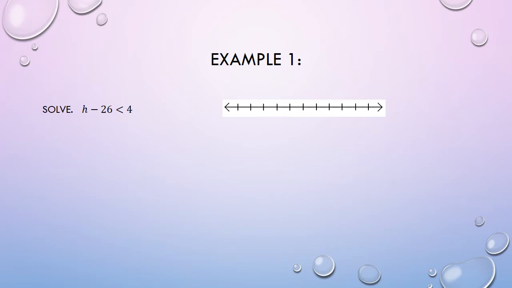Here is our example 1. And we're trying to get the h all by itself. So our steps are going to be the same steps whenever we're solving equations. We want to get that h all by itself. We have to get rid of that minus 26. So we add 26 to both sides.